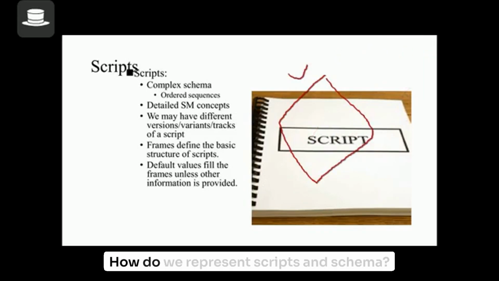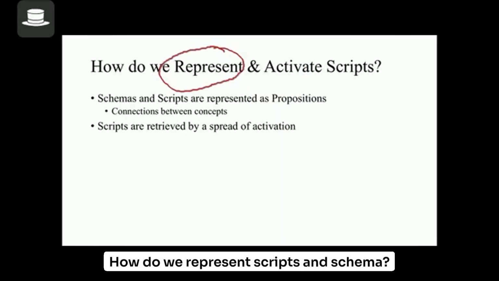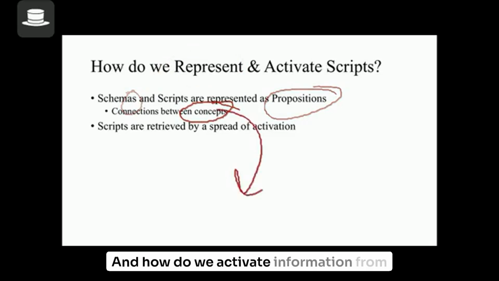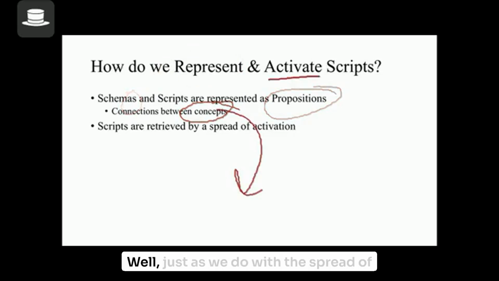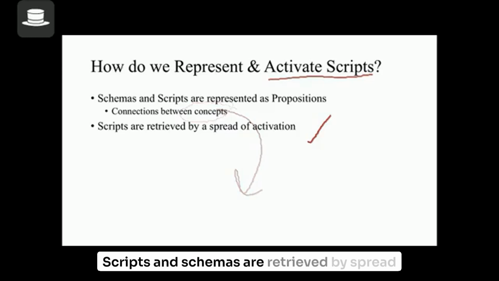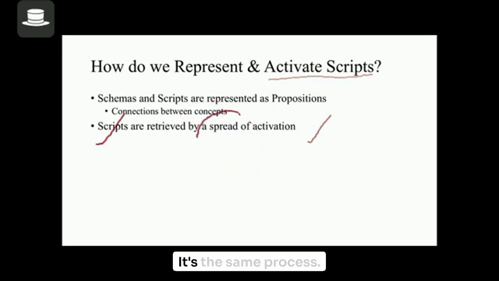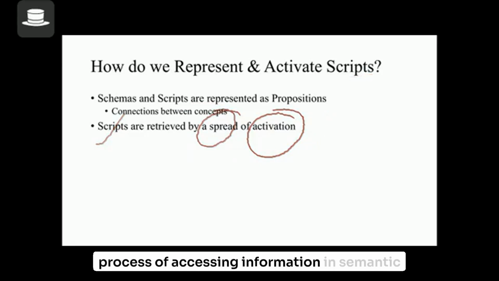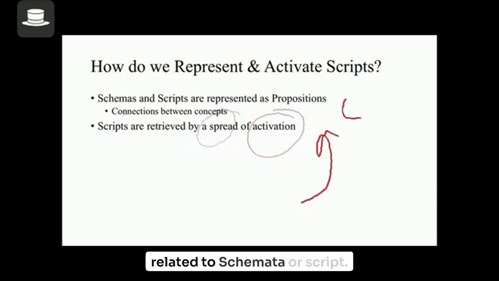Now, how do we represent scripts and schema? The schemas and scripts are represented as concepts related to situation. And how do we activate information from scripts and schemas? Well, just as we do with the spread of activation that we discussed related to semantic memory 1. Scripts and schemata are retrieved by spread of activation. It's the same process. So whatever we have learned about the structure of semantic memory and the process of accessing information in semantic memory equally applies to semantic memory too, related to schemata or script.